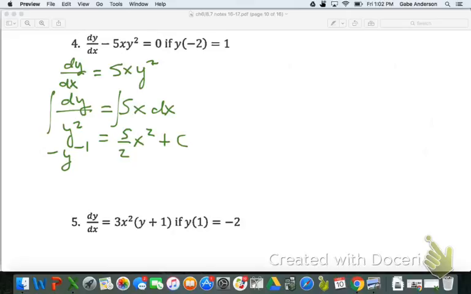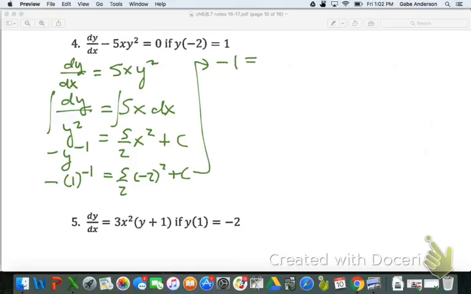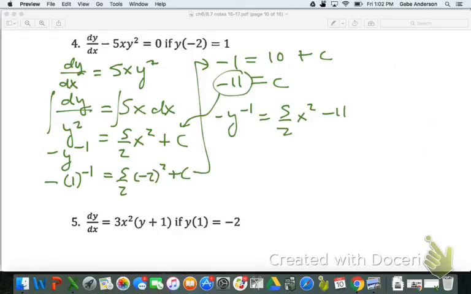Okay. So this is where I would recommend plugging in your initial condition. So when x is negative 2, y is 1. So this would be negative 1 to the negative 1 equals 5/2 times negative 2 squared plus c. The whole left side just ends up being negative 1. And the right side ends up being 10. So 10 plus c. So I'm getting negative 11 equals c for my c value. Okay? So it's really important that I then take that negative 11 and I plug it in where I applied my initial condition, which is right there. That would give me negative y to the negative 1 equals 5/2 x squared minus 11.